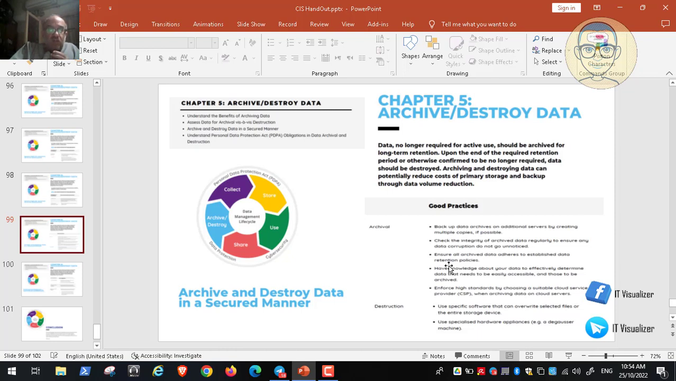Okay, and when it is not needed, you should destroy it. Have knowledge about your data to efficiently determine which data needs to be accessible and which is to be archived. This is what you're talking about, to have a good knowledge about your data. If you know your data very well, you will decide when it is archived and when it is still needed, because when you archive the data, it will be difficult to access.